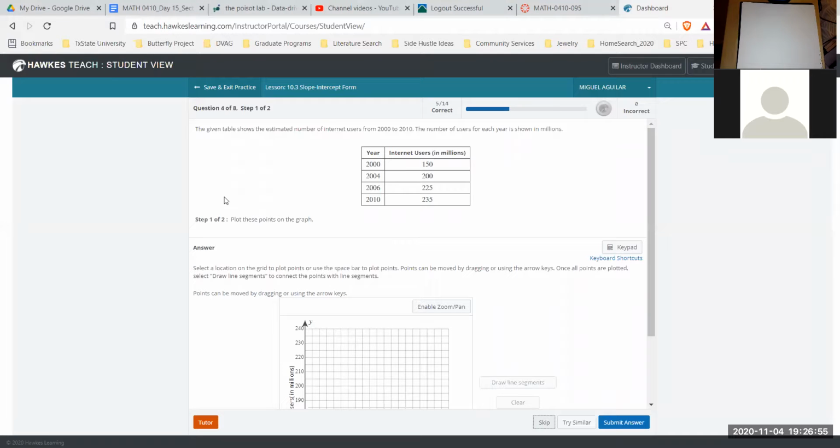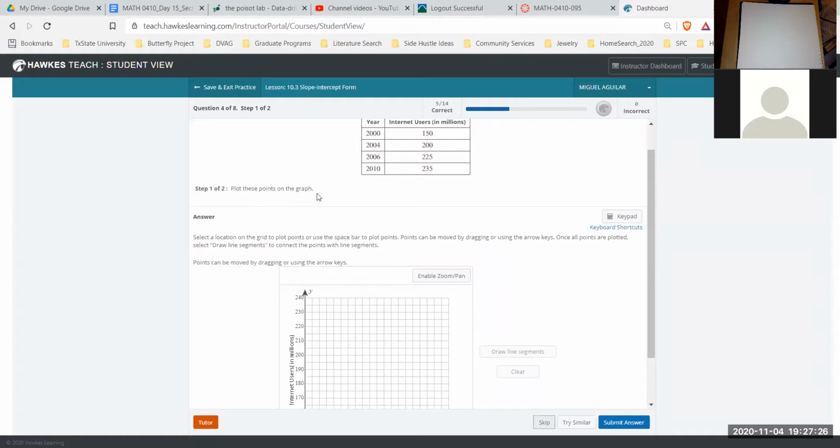So in business math, sometimes, say AT&T wants to know how many internet users they have and how that has changed over time. Okay, so the given table shows the estimated number of internet users from 2000 to 2010, and the number of users for each year is shown in millions. So in the year 2000, there were 150 million internet users. In 2004, there were 200 million internet users, and so on. Okay, it says plot these points on the graph.